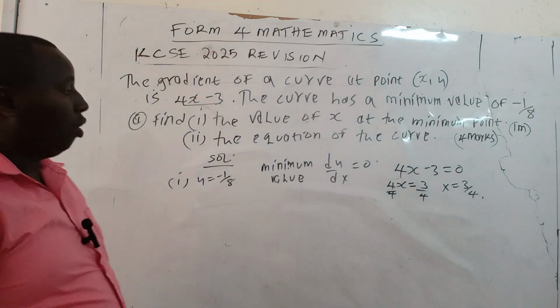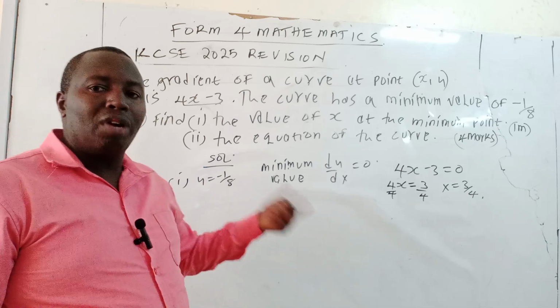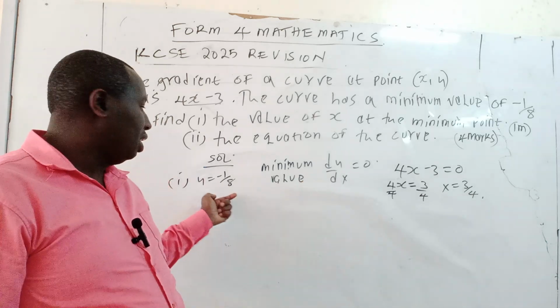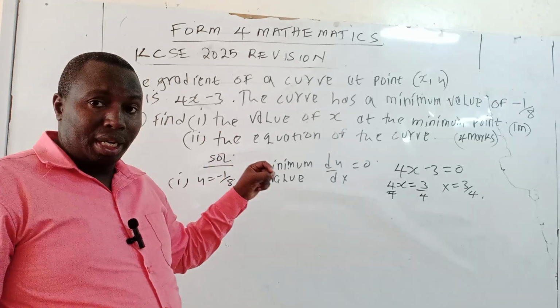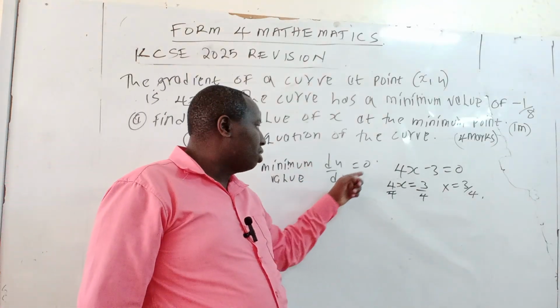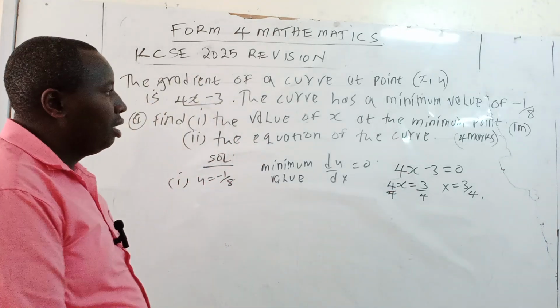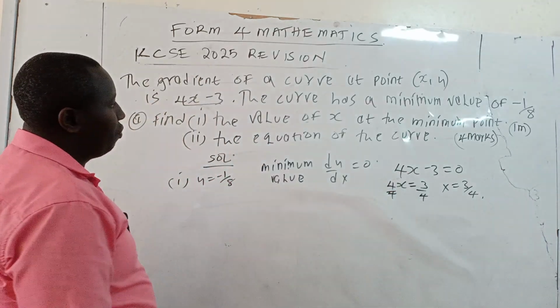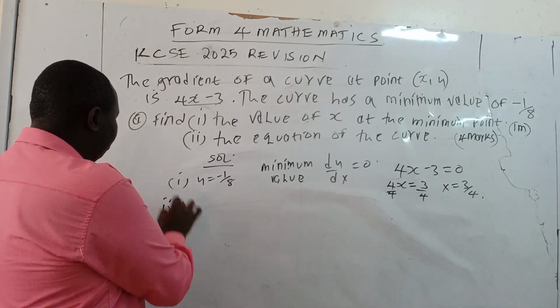If x is equal to 3 over 4 and y is negative 1 over 8, because you're told the minimum value of that curve is negative 1 over 8, so that minimum value is y. Then at the minimum value dy/dx equals 0, so 4x minus 3 equals 0, so x is equal to 3 over 4. So we already have the value of x at the minimum point.